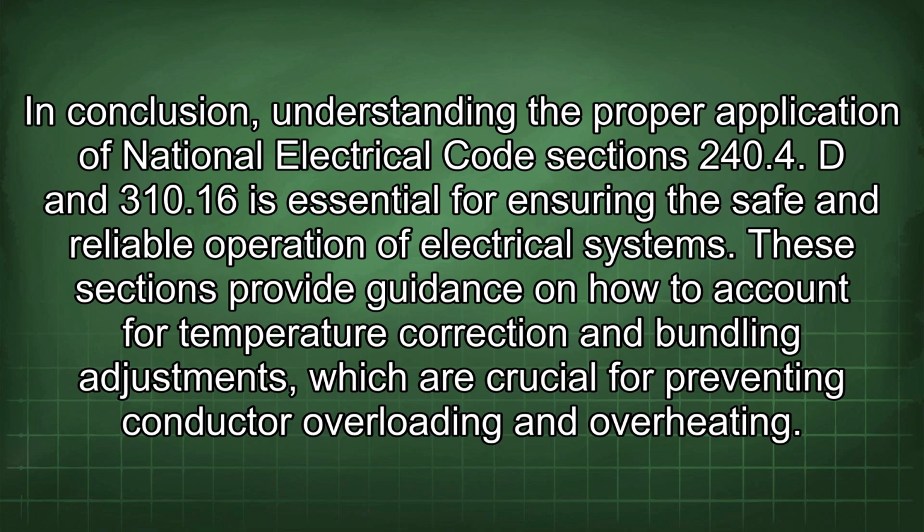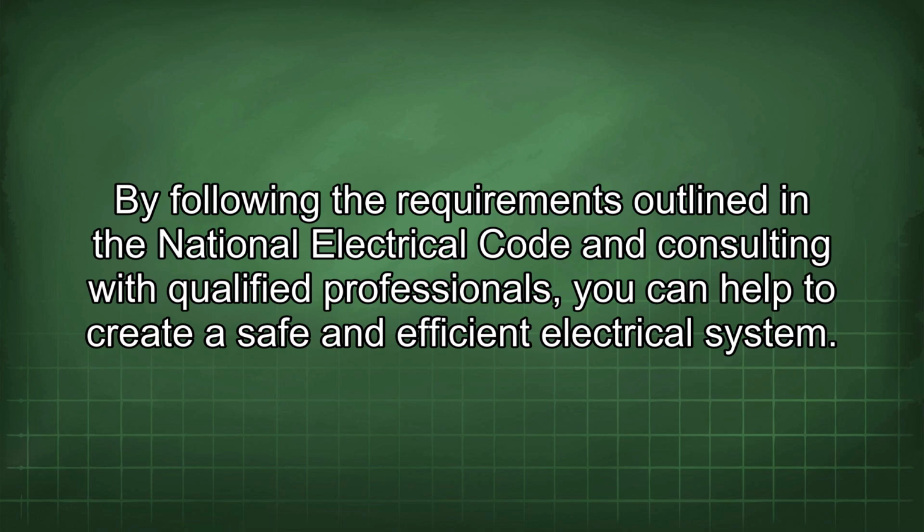In conclusion, understanding the proper application of National Electrical Code sections 240.4(D) and 310.16 is essential for ensuring the safe and reliable operation of electrical systems. These sections provide guidance on how to account for temperature correction and bundling adjustments, which are crucial for preventing conductor overloading and overheating. By following the requirements outlined in the National Electrical Code and consulting with qualified professionals, you can help to create a safe and efficient electrical system.